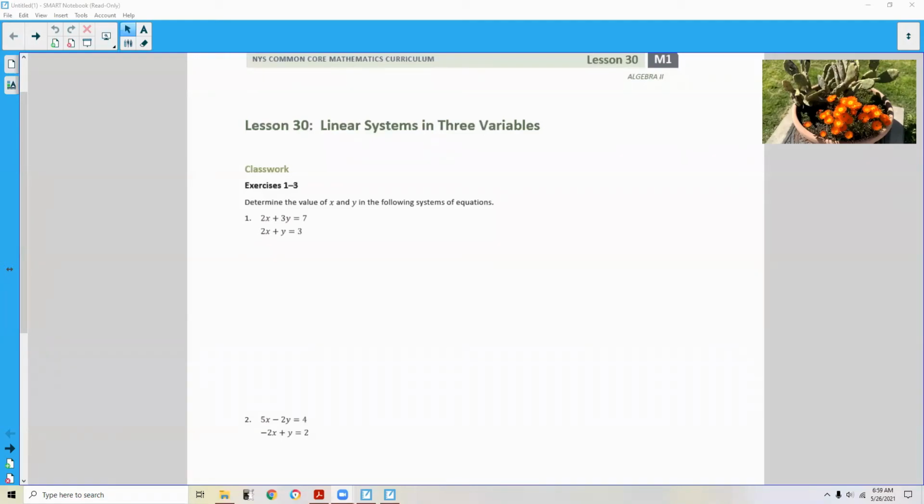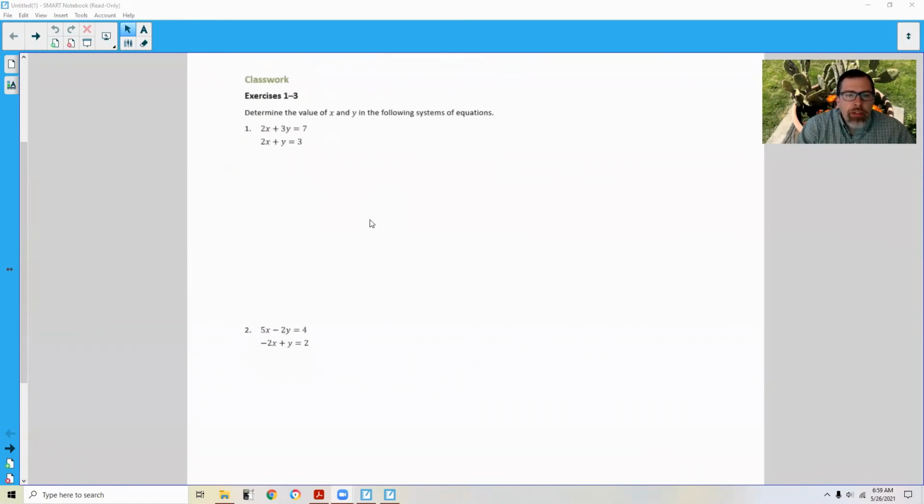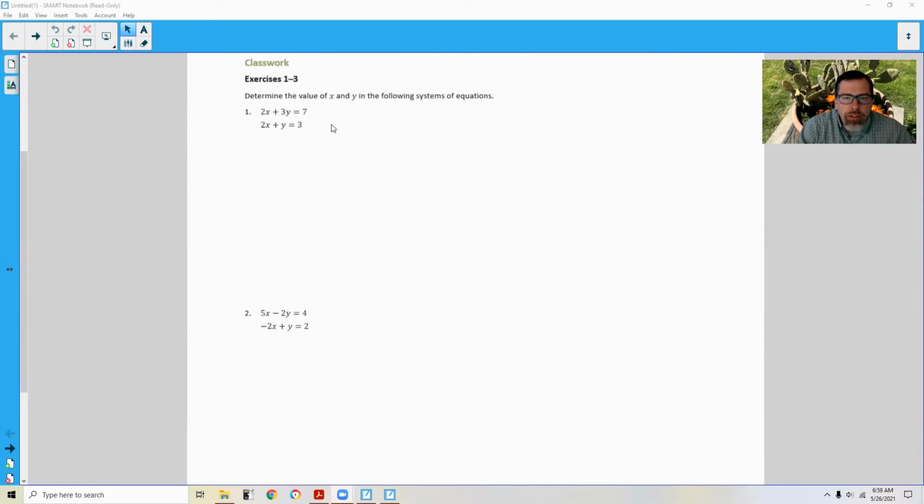Okay, lesson 30, linear systems in 3 variables. Classwork opening exercise here, exercises 1 through 3. It means you should be able to do these already from Algebra 1. Pause the video. These are systems of equations solving for 2 variables. So pause the video, see if you can do these and come back. Okay, so here we go.